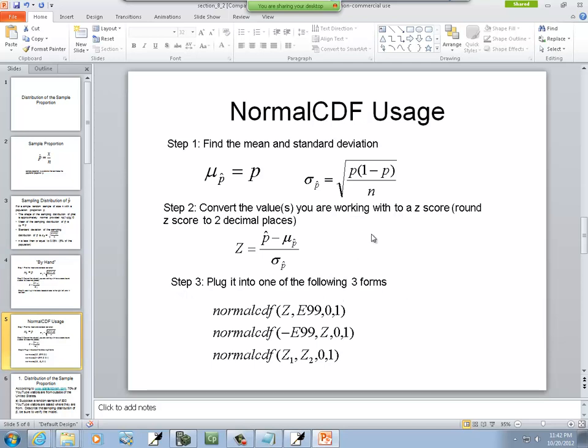If we're using the calculator, TI-83 or TI-84, the first 2 steps are the same, and then we plug it in one of the following 3 forms. The first one is normalcdf(Z, E99, 0, 1), used when it's shaded to the right. The second is normalcdf(negative E99, Z, 0, 1), used when it's shaded to the left. And the third is normalcdf(Z1, Z2, 0, 1), used when it's shaded in between 2 values.